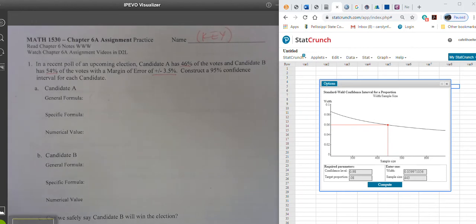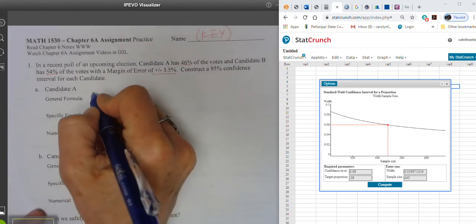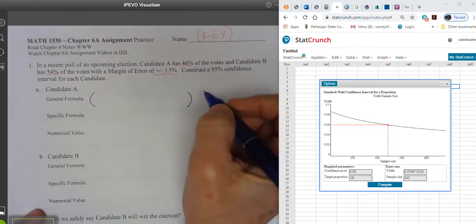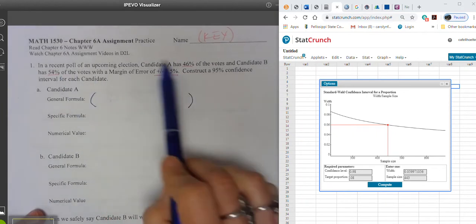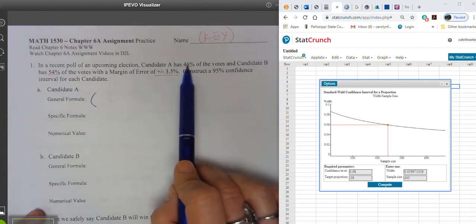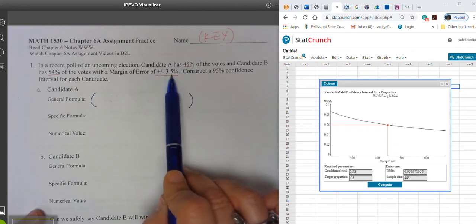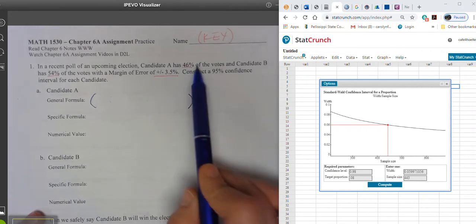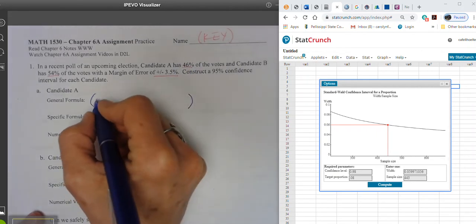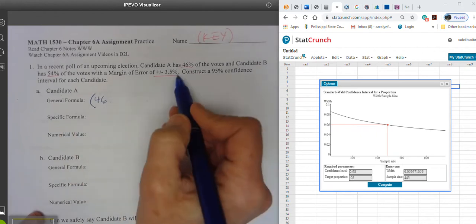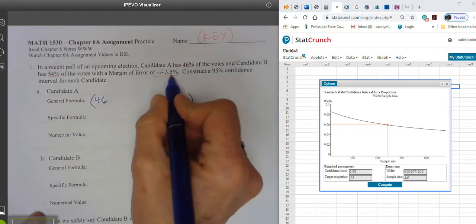So the way we do that, the formula for that is we just need a lower and upper limit. We know that the poll showed that 46% would vote for candidate A. However, we know that the poll has a margin of error associated with it. So we've got to get the lowest percentage that might vote for candidate A. So we've got to factor in the margin of error.